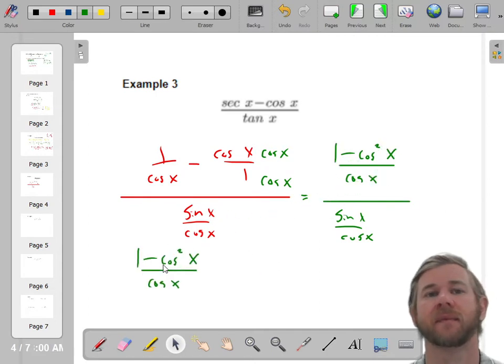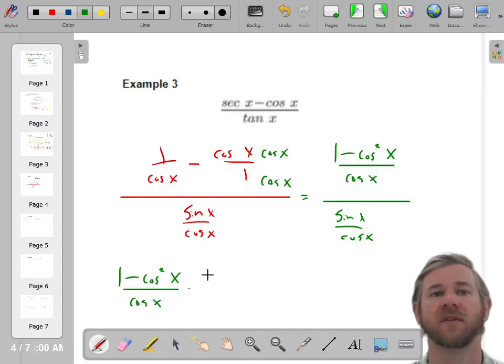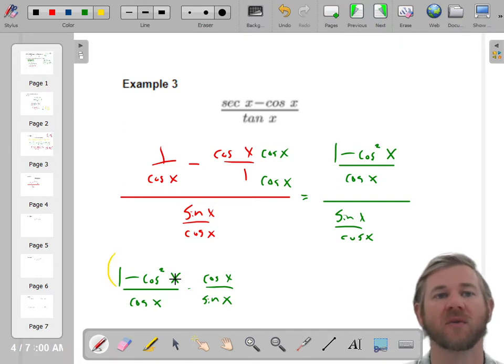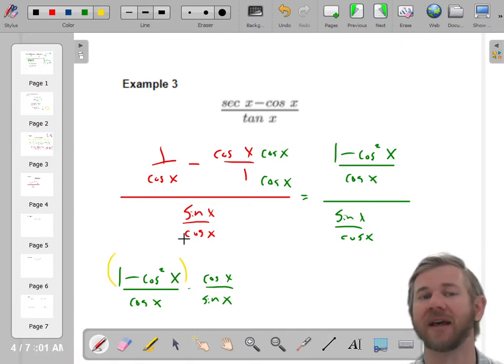Copy, change, and flip. Now it's cosine of x over sine of x. So change this to multiplication, and then flip. Now it's cosine over sine, which you'll notice, now these are quantities. Unless the whole thing cancels, nothing cancels, but cosine can cancel.